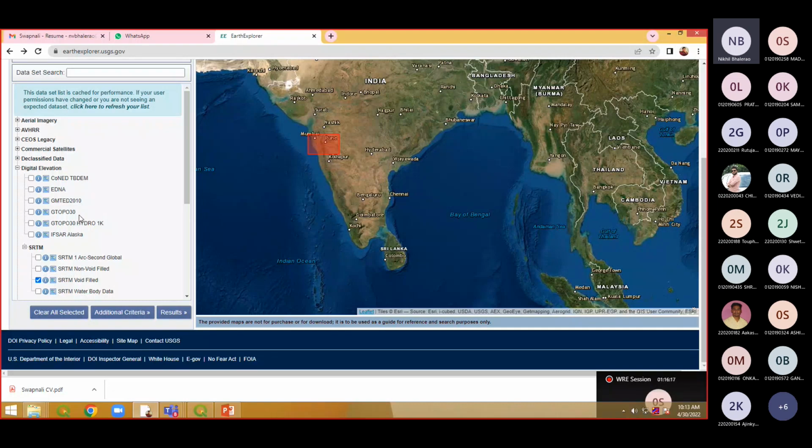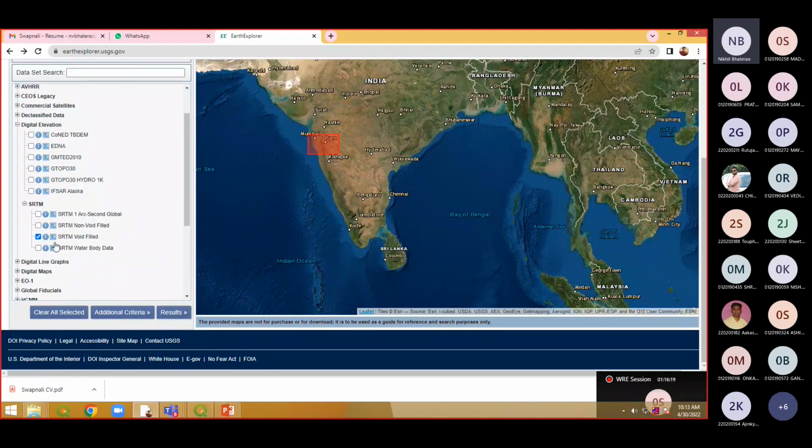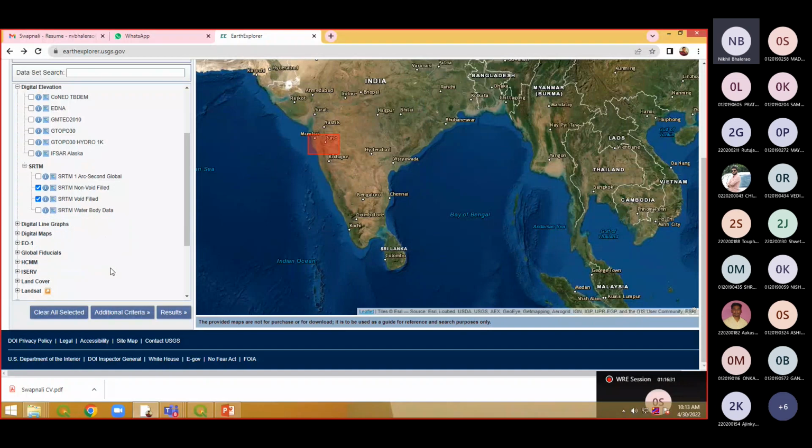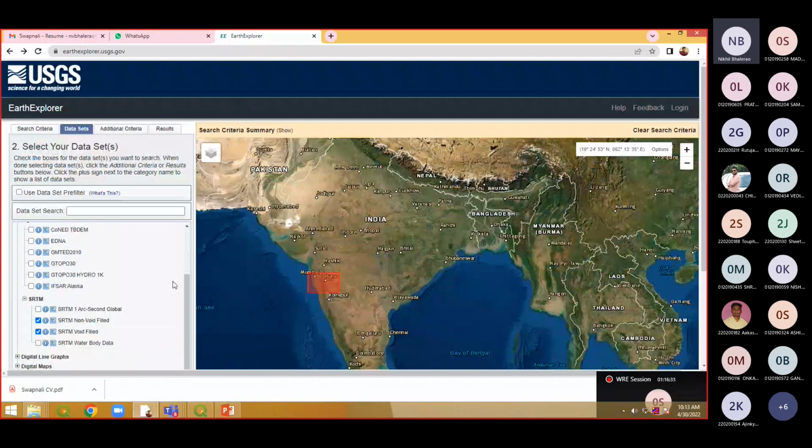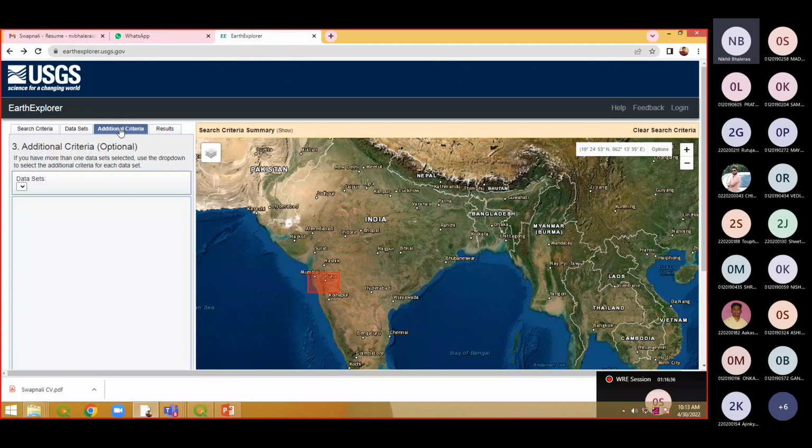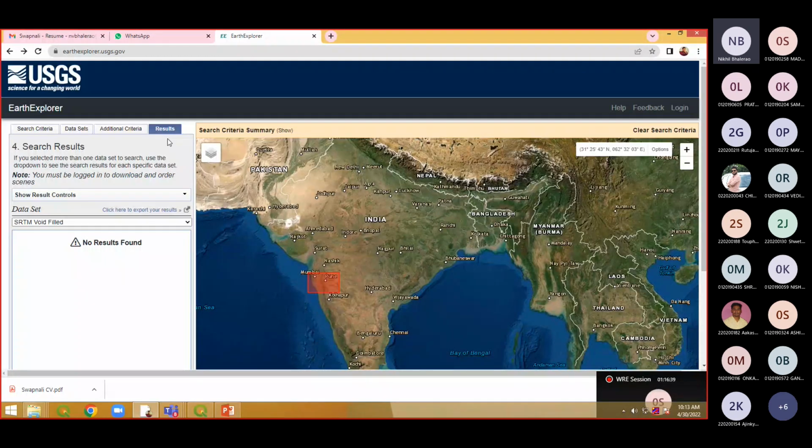Okay, so here again there are various categories. Out of these, I am going to select this SRTM wide field data. There are various kinds of data that you can search for. So I am going to have the non-wide field and the wide field data sets, and if you want to provide some additional search criteria, you can provide it, or at the end you can search for the results.